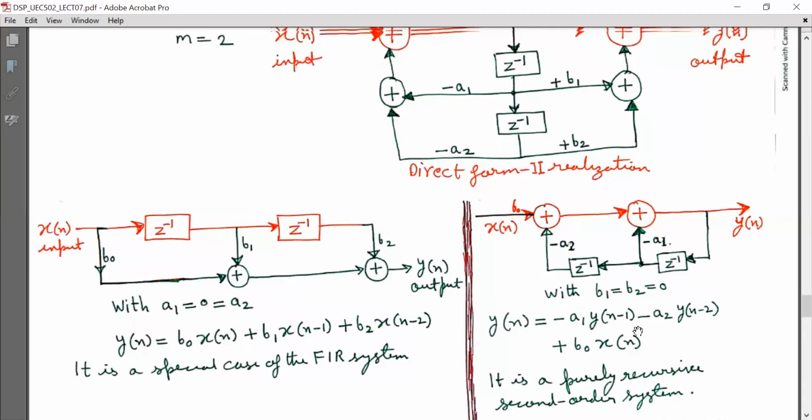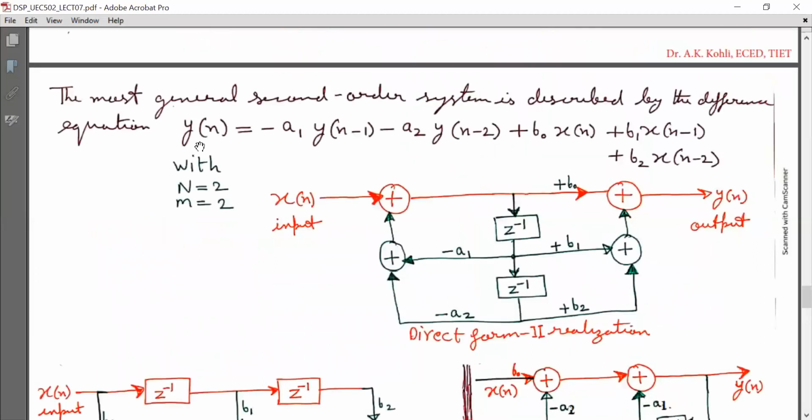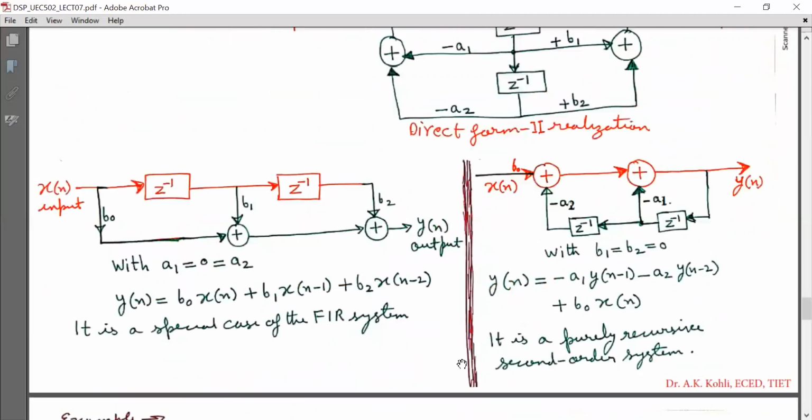Now if b1 is equal to b2 is equal to 0, in this equation, yn is equal to minus a1 yn minus 1 minus a2 yn minus 2 plus b naught xn. That is, only present input is there and past outputs are there. So it is a purely recursive second order system. So it is implemented by this. Here xn, here yn is there.